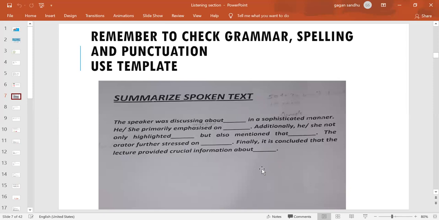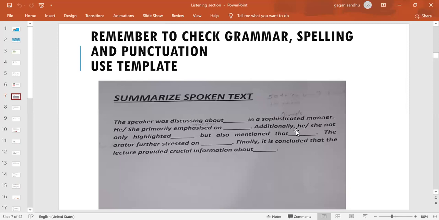So you can easily catch up with the word limit with the template. You don't have to worry much about the sentence formation, because almost 80% of the sentence is done here. Punctuation is already followed, as the first letter is capital. At the last, there is a full stop, right?